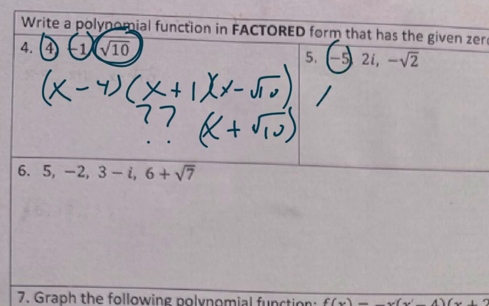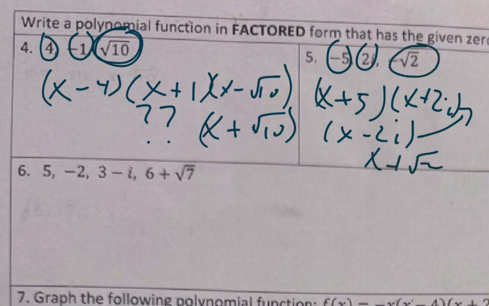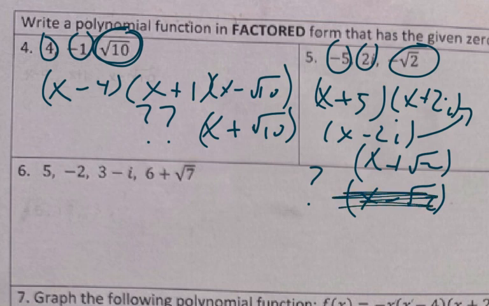Notice we have a -5, so we're going to do x plus 5 because -5 plus 5 is 0, right? The 2i definitely comes in pairs. We'll have the x plus 2i, but also times that with the x minus 2i. Put these all in a string, right? All side by side each other. And the negative square root 2 is x plus square root 2. So the question mark again, do I also say x minus square root 2? I would not do this until you clear it with your teacher. Normally, real roots come individually, but just get that cleared up with your teacher, okay?